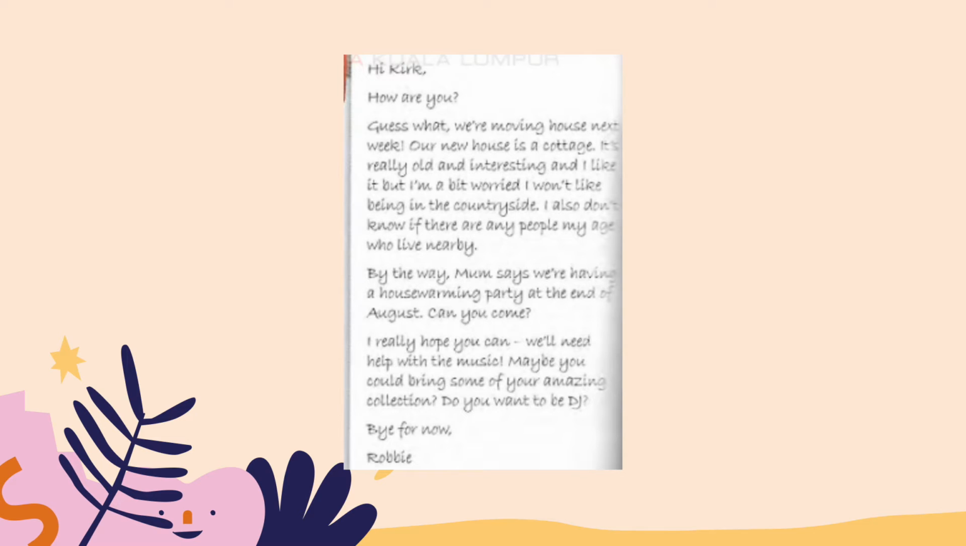Our new house is a cottage. It's really old and interesting, and I like it, but I'm a bit worried I won't like being in the countryside. I also don't know if there are any people my age who live nearby. Okay? By the way, Mom says we are having a housewarming party at the end of August. Can you come? I really hope you can.